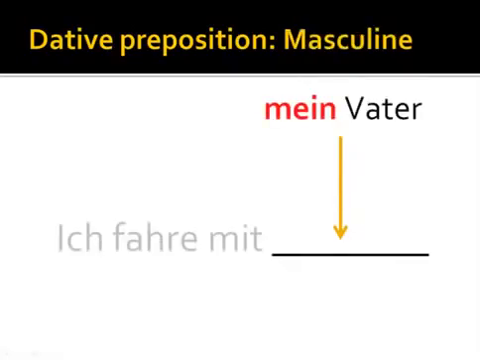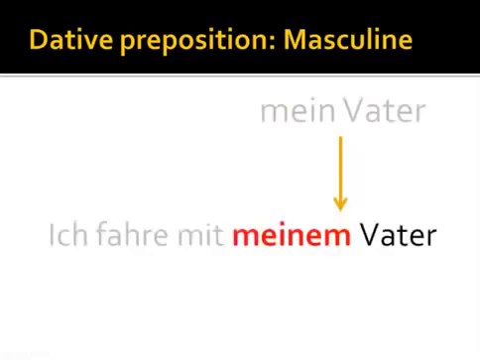Now let's take a look at another example which would be masculine. Mein Vater. In the nominative, mein doesn't take an ending. It's a nominative masculine, so it's simply mein Vater. However, when I take mein Vater and drop it into a dative prepositional phrase, which follows mit, it's going to change from mein to meinem Vater. Ich fahre mit meinem Vater.